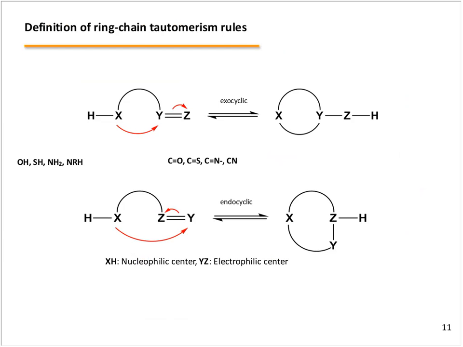in such a way that it can lead to two kinds of cyclization. If the electrophilic center becomes a part of the ring, then we call it exocyclic cyclization. If it is out of the ring, then we call it endocyclic cyclization.